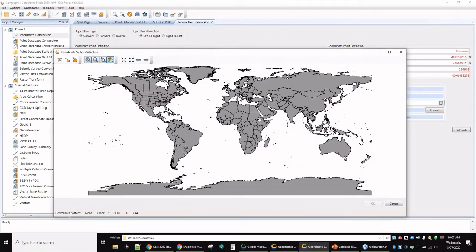This is going to bring up a simple world map. It can be as simple as just clicking on the map to figure out where you want to be working, and you can just click anywhere on the map, and it will filter out that list of coordinate systems based on the geographic point or a box or polygon that you've drawn on the map as your working area.